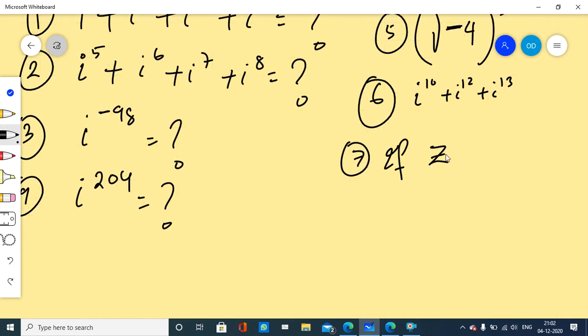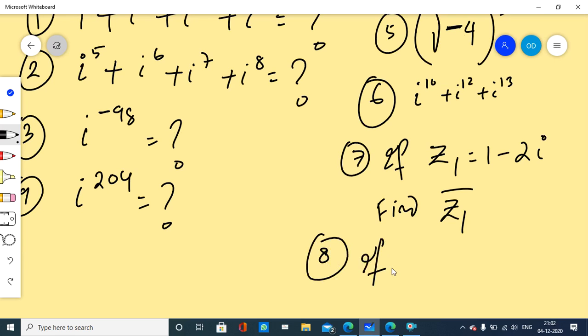Then you will find: if Z1 is equal to 1 minus 2i, find the conjugate of Z1. You got it? If Z2 is equal to minus 3 minus 4i, find the mod of Z2.